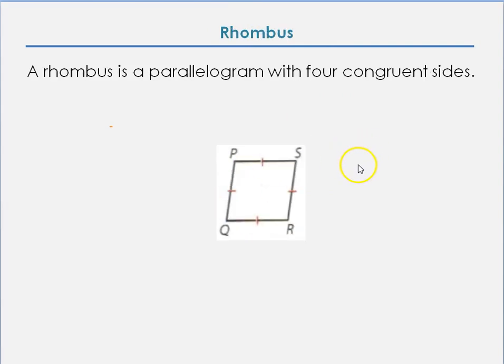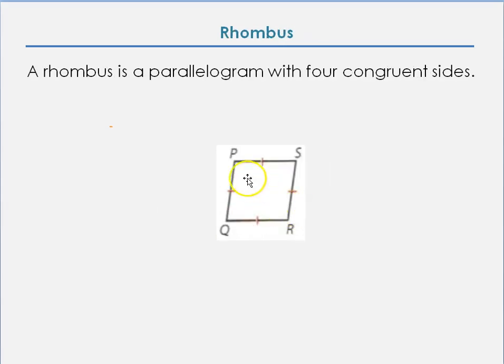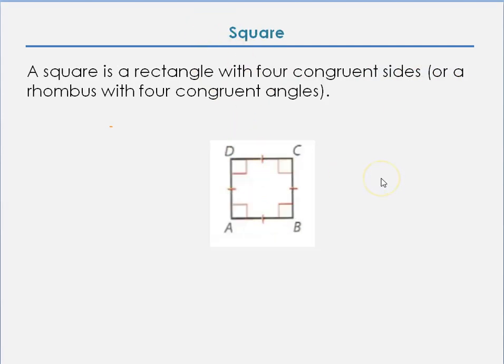Now we have the rhombus. The rhombus is a parallelogram, so that means that it has, and let me go back to the picture, just like this, two pairs of parallel opposite sides. But you can see that in this figure here, two of the sides are longer than the other sides. So in our rhombus, all the sides are the same length, or all the sides are congruent. Write that down and make a picture.